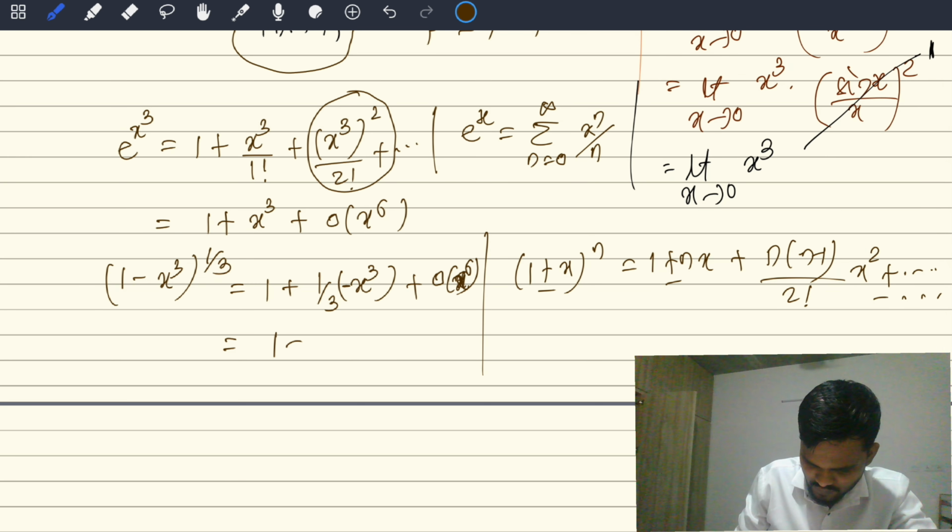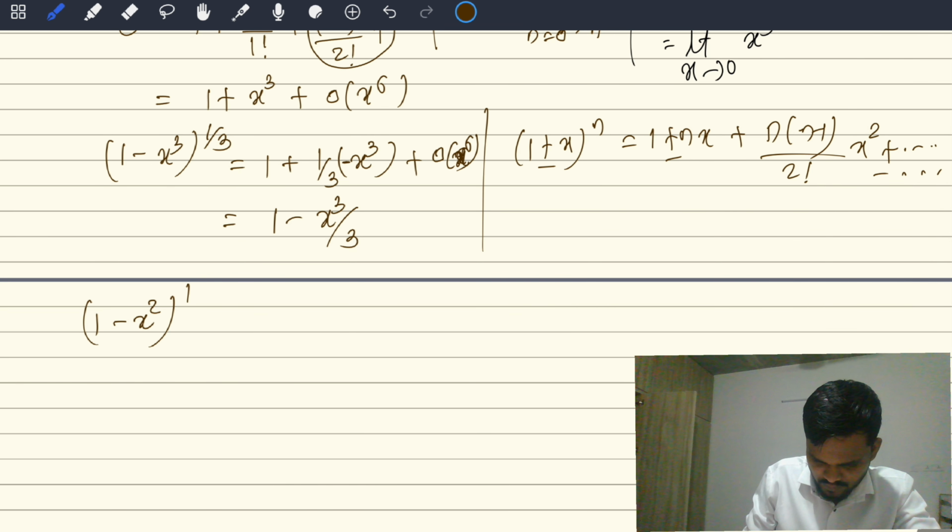Now the remaining 1 minus x square whole power 1 by 2 is nothing but 1 minus 1 by 2 x square plus order x to the power 4. I want maximum up to order 3. And sin x is nothing but x minus x cube by 6 plus order x to the power 5.